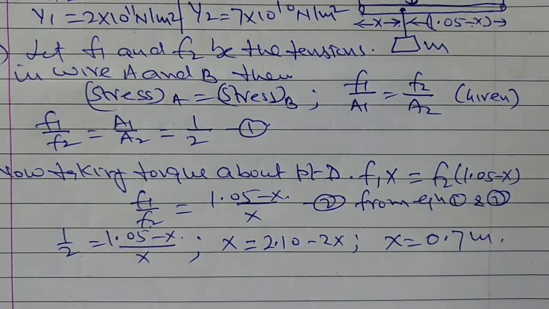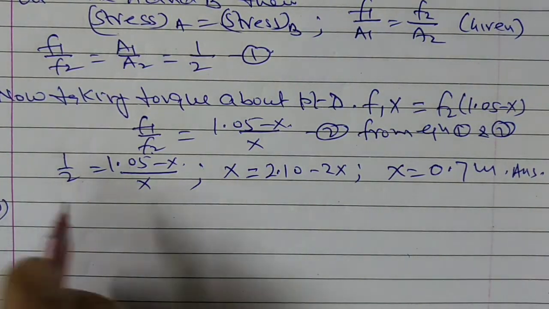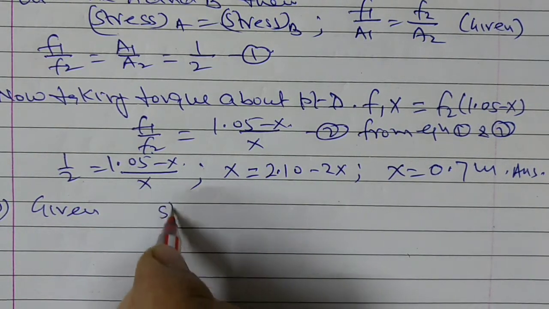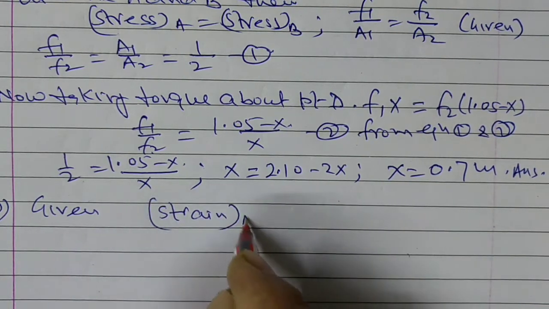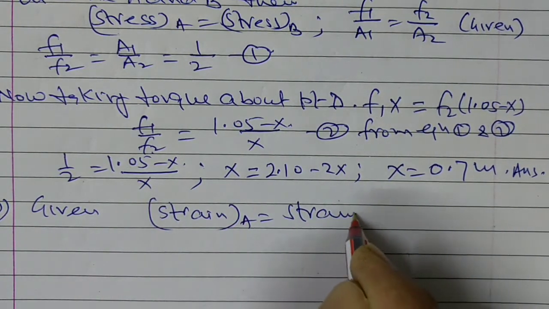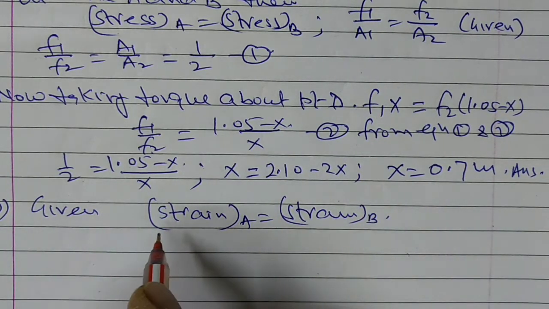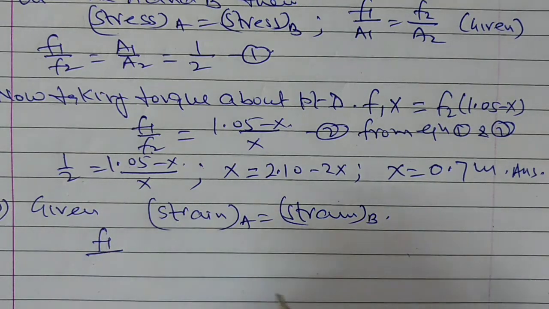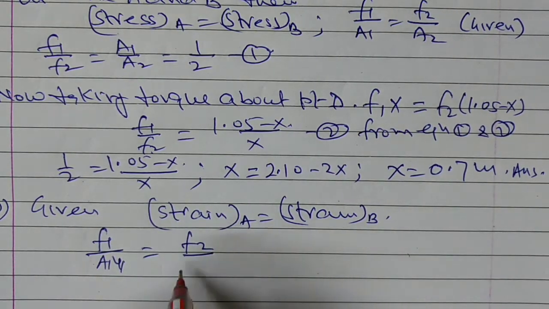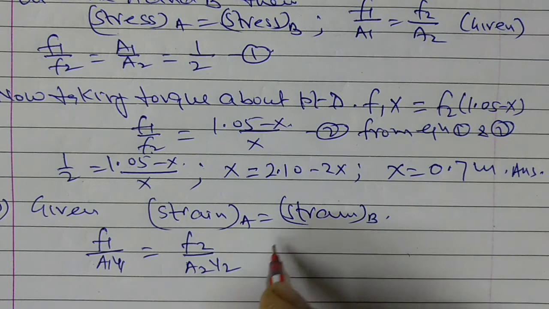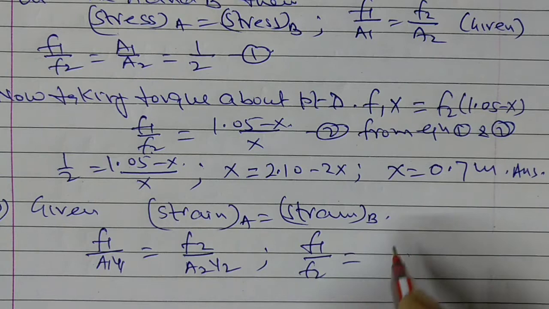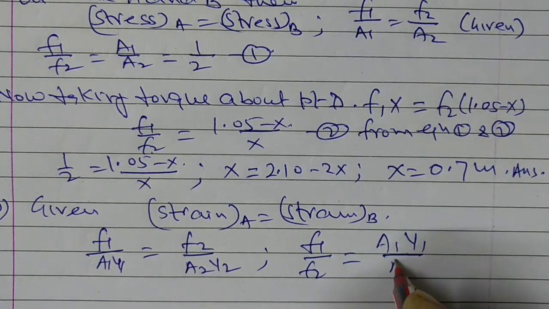Now in part B, it says we have to produce equal strain. Given strain in wire A is equal to strain produced in wire B. Now you know strain is equal to force upon, this is stress upon Young's modulus: F1 upon A1 Y1 is equal to F2 upon A2 Y2, and this can be written as F1 upon F2 is equal to A1 Y1 upon A2 Y2.